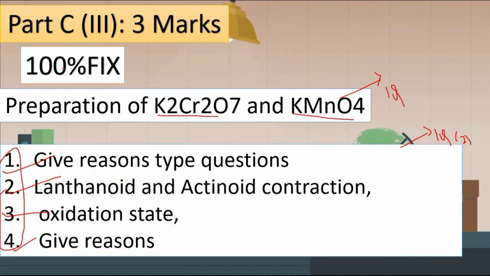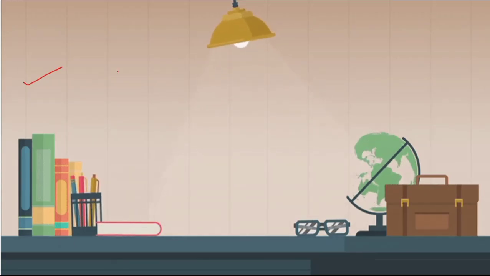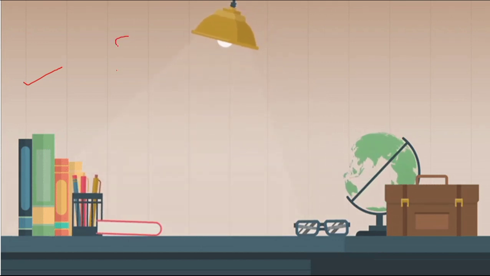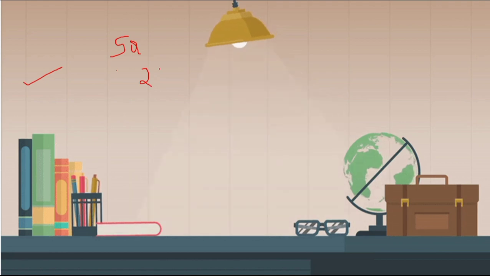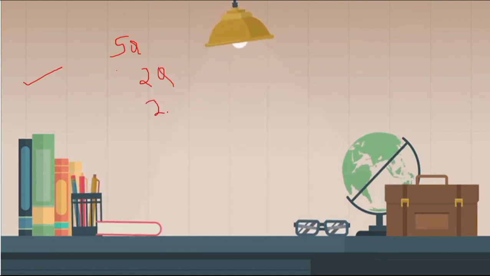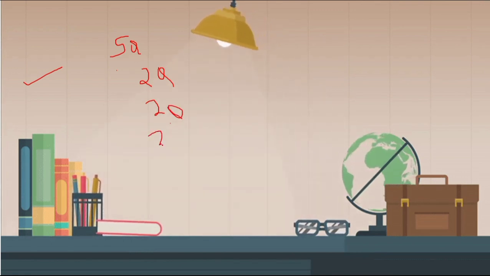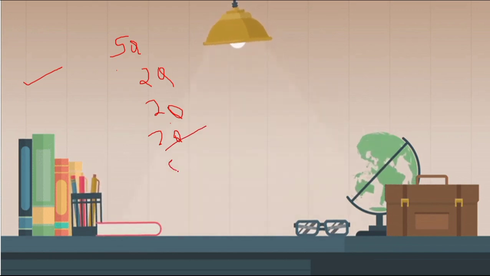Like last lesson there were 2 questions, this lesson 2 questions. In this main you should answer 5 questions, 5 into 3 is 15. Last lesson I covered 2 questions, this lesson 2 questions, next is P block, 2 questions I will cover. So totally you will be ready with 6 questions out of 6.